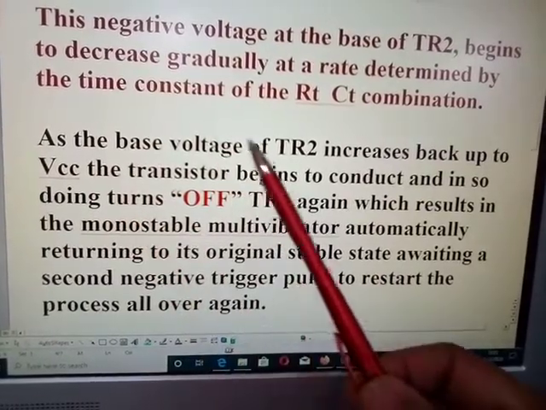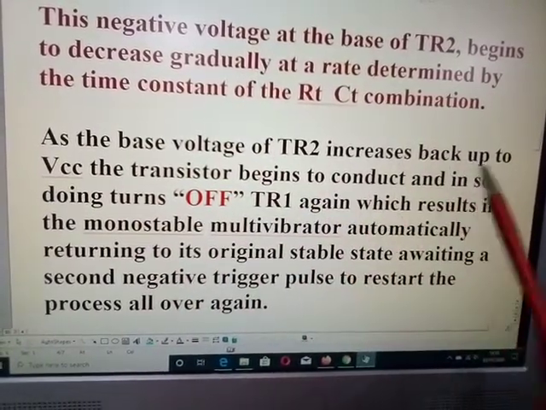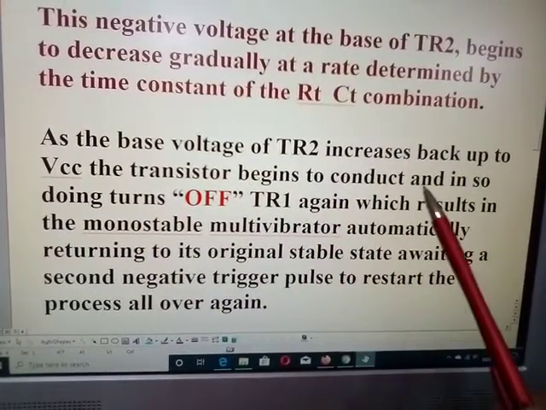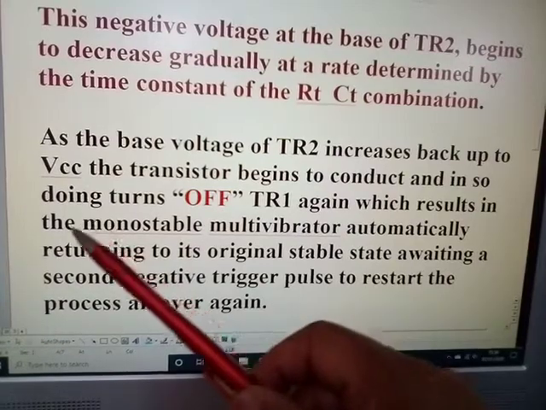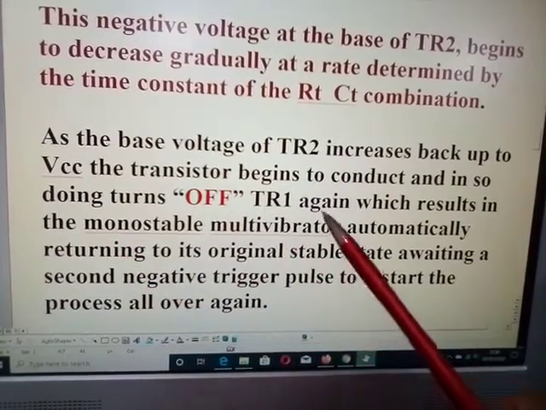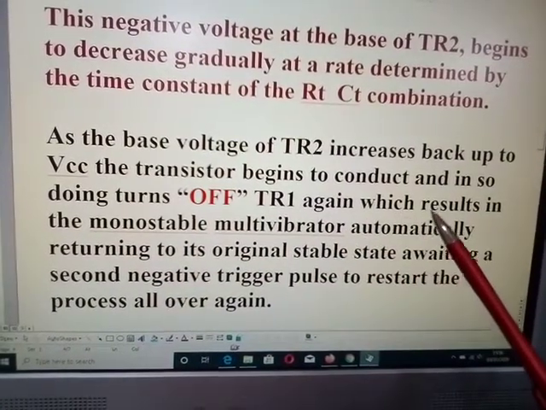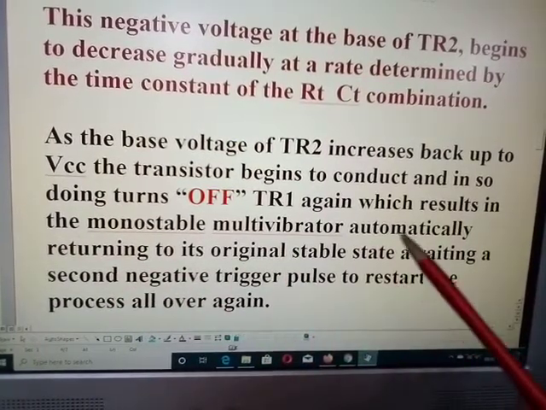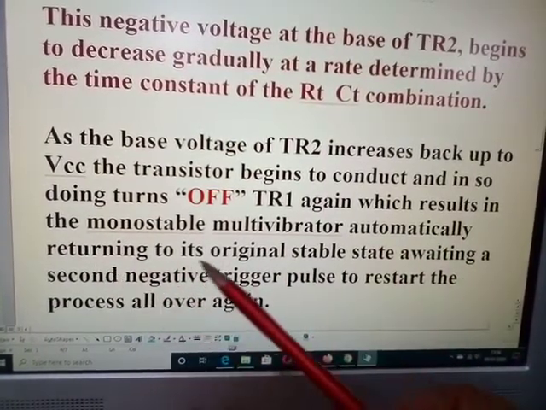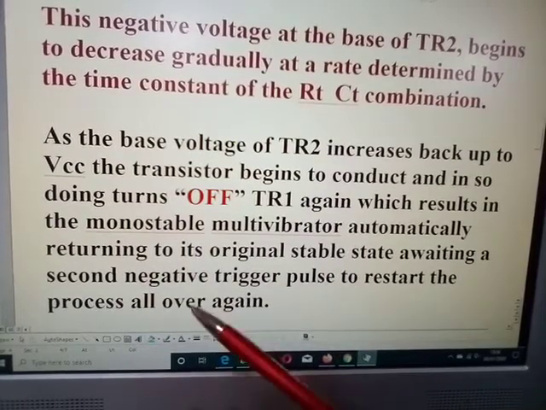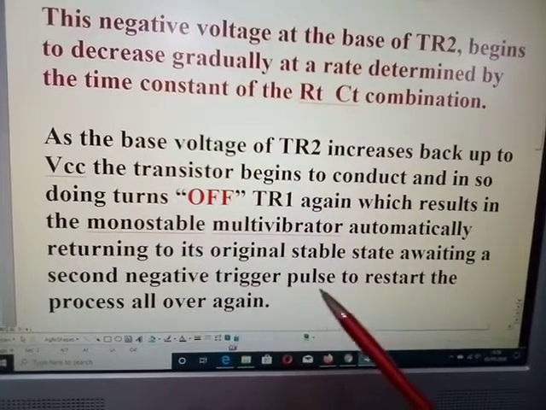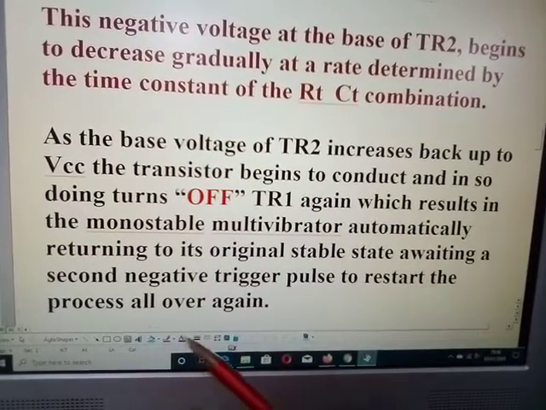As the base voltage of TR2 increases back up to VCC, the transistor begins to conduct, and in so doing turns off TR1 again, which results in the monostable multivibrator automatically returning to its original stable state, awaiting a second negative trigger pulse to restart the process all over again.